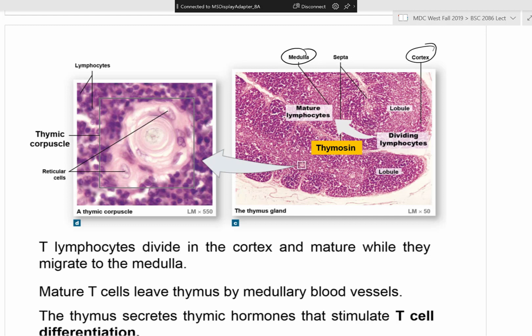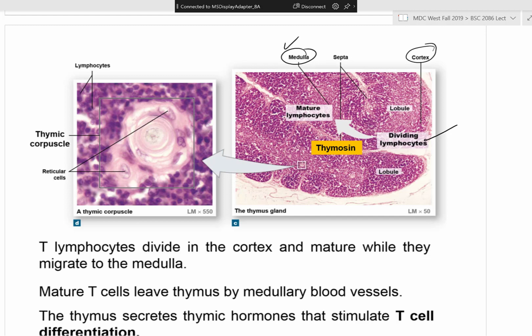Now, in the cortex, what do we have? We have dividing lymphocytes. Where do they become immunocompetent or mature? These T lymphocytes in the medulla. So the only thing that I'm adding to what you already know is the location, right? Immunocompetency takes place where? Cortex or medulla? Medulla, right? You divide them, you make more of the lymphocytes if needed, but they all need to go through the boot camp, right? Which is the immunocompetency.